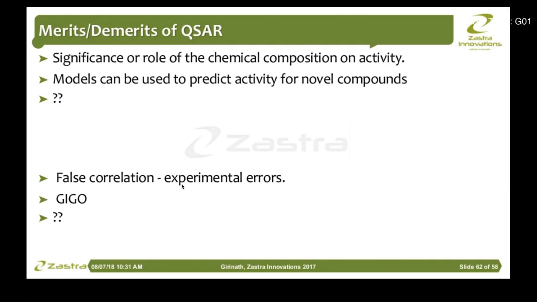Significance or role of chemical composition on activity, where we try to correlate them with the significance of descriptors. And models can be used to predict activity for novel compounds. That's where I told you the use of QSAR.